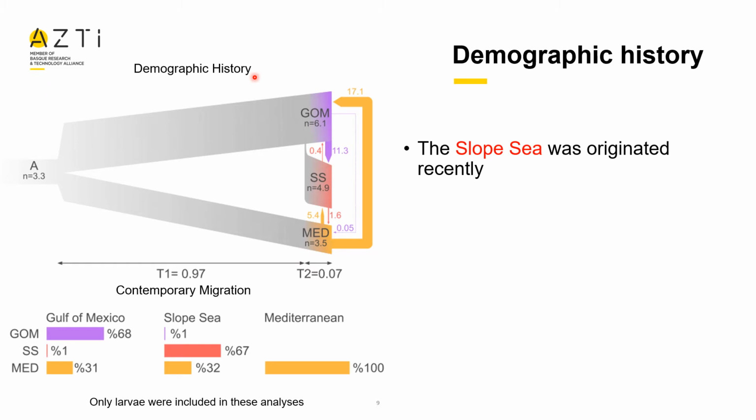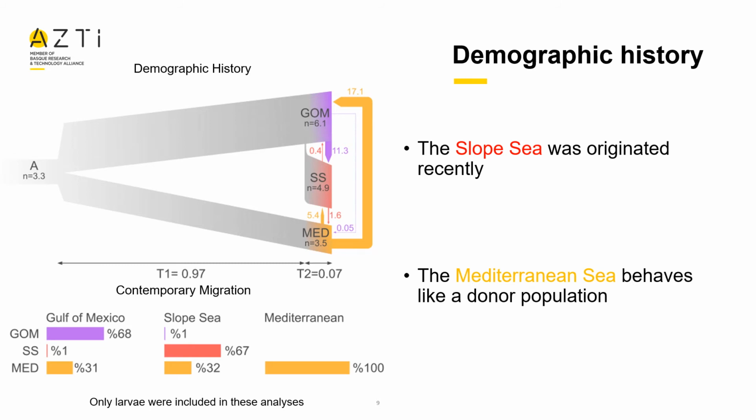In this plot below, we can see estimations of contemporary migration, and the color bars represent the percentage composition of individuals' origin for each of the three spawning grounds. This way, 68% of the Gulf of Mexico individuals could have a Gulf of Mexico origin, and 31% would have a Mediterranean origin. Both analyses agree in finding that the Mediterranean Sea acts like a donor population.